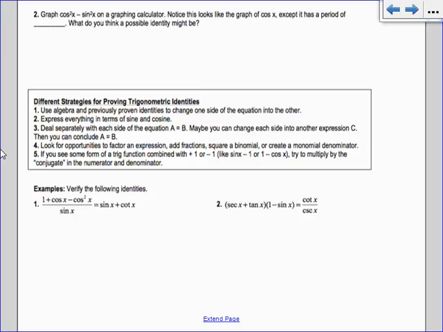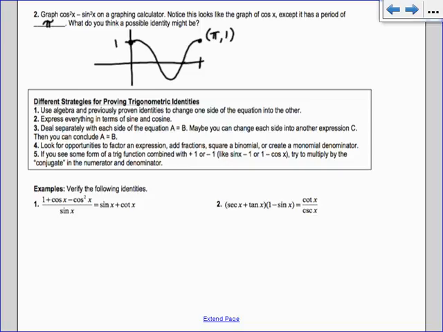Okay, so it says graph cosine squared x minus sine squared x on a graphing calculator. Notice that this looks like the graph of cosine of x. When you graph it, it starts at 1, just like cosine of x starts at 1, and it goes down and back up like cosine usually does. But where it comes back up isn't at 2 pi. You can find this maximum if you need to. It ends up being 3.14159, pi. So there's something strange about this. It has a different period than cosine of x. This one has a period of pi instead of 2 pi.